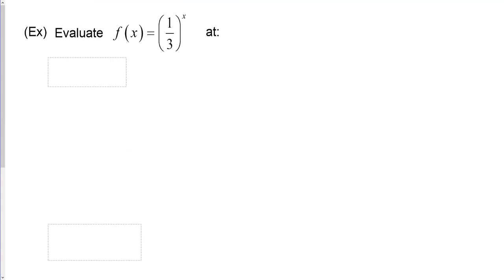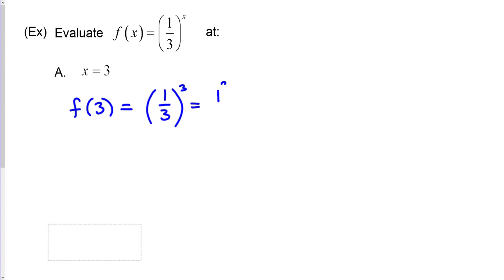Now let's evaluate f of x equals 1/3 to the x at x equals 3. So f of 3, just using function notation here, would be 1/3 to the third power, which is the same as taking the numerator and denominator both separately to the third power. So 1 to the third is just 1, and 3 to the third is 27. So this evaluates to 1/27.